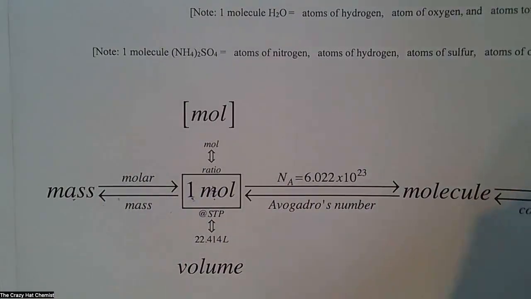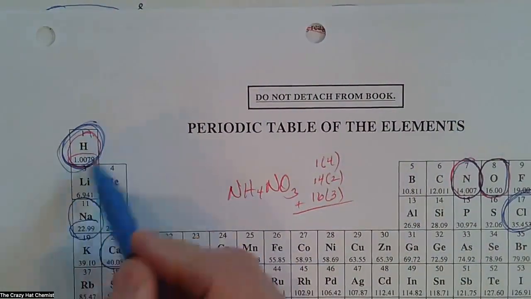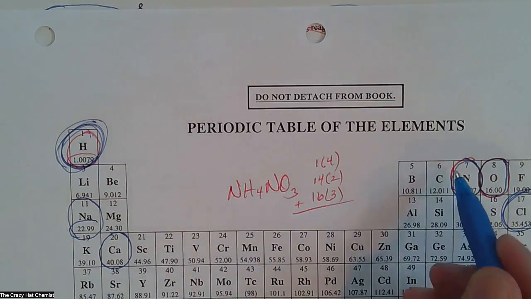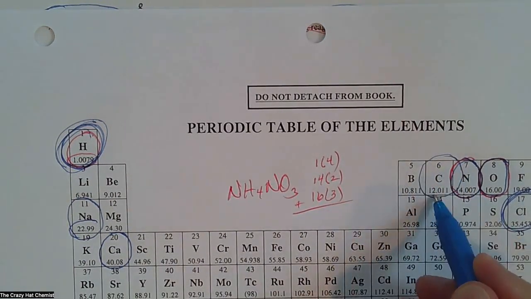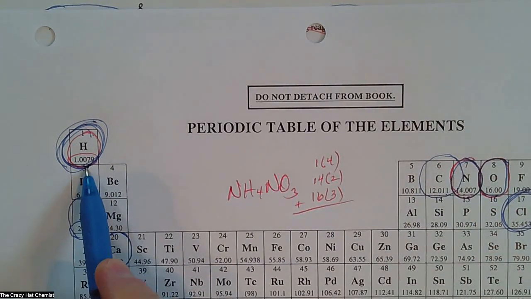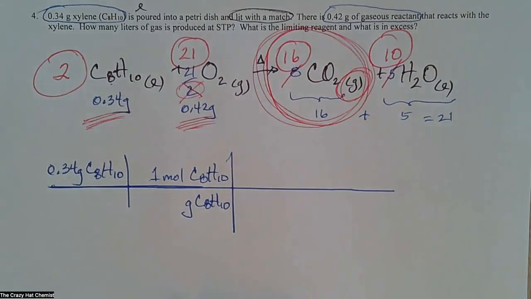We need to calculate the molar mass of the xylene, that's the C8H10. So we're going to be looking at the hydrogen, that's 1.0079, and we are going to be looking at the carbon, and that's 12.011. There are 4 decimal places in hydrogen, and there are 3 in carbon. So I'm going to have the fewest number of decimal places.